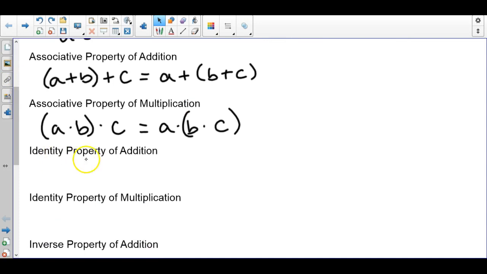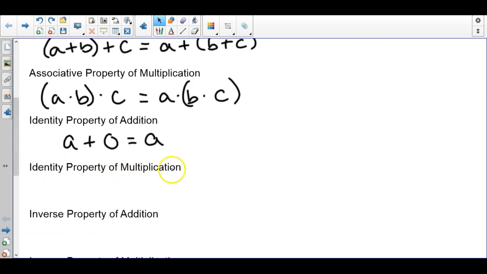The identity property of addition, that means what can you add by and it doesn't actually change anything. And the only number that does that is 0. Anything plus 0 stays the same. 5 plus 0 is still 5. 10 plus 0 is still 10.